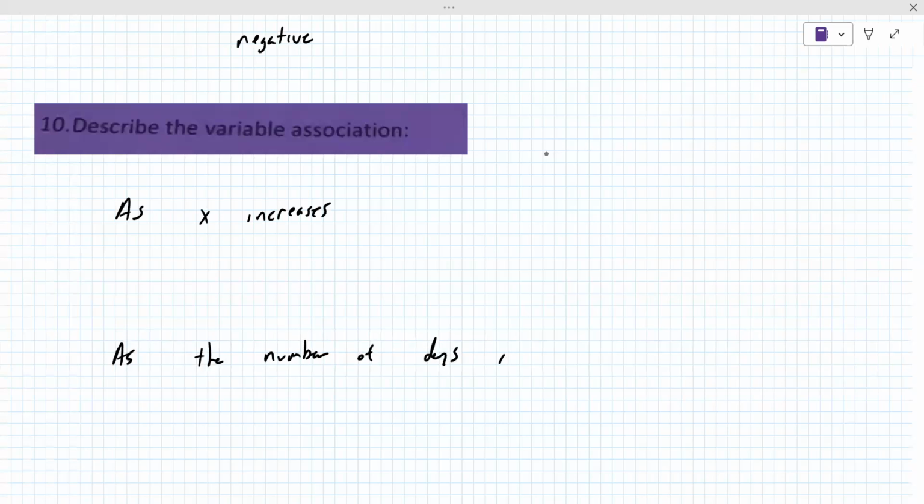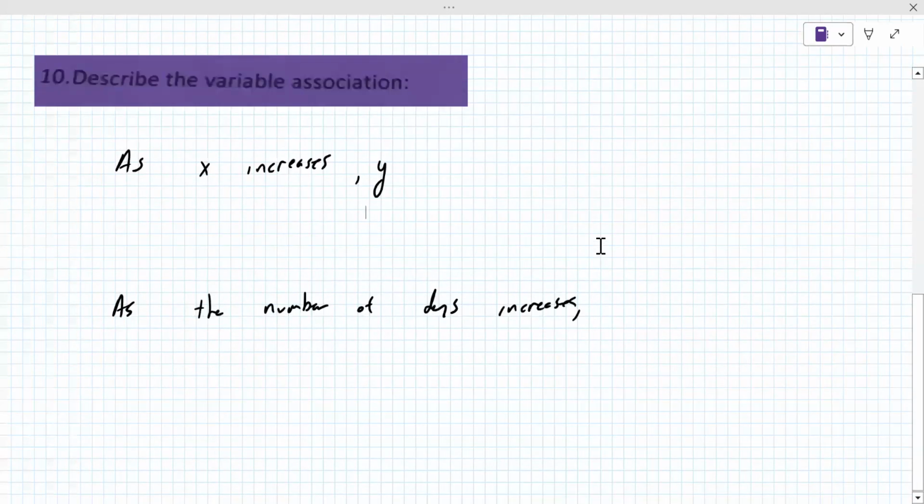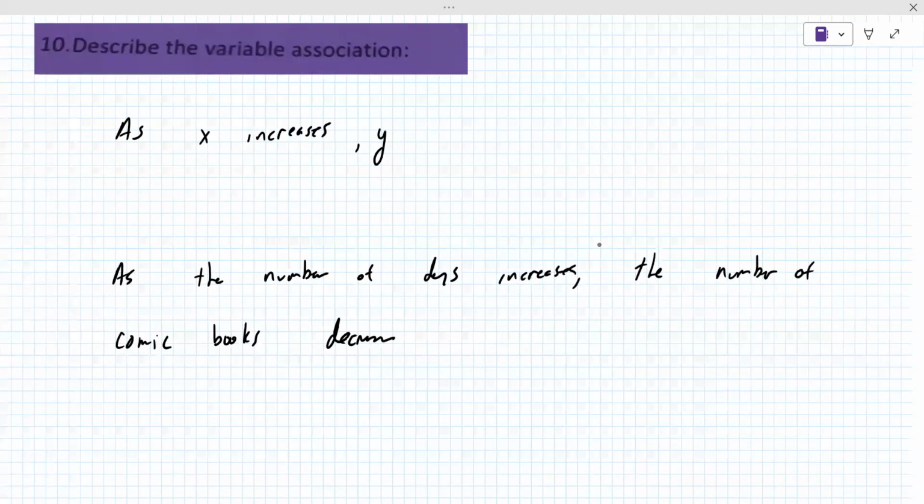increases, what happens to y? Y does what? Does it go up or down? What happens to the comic books left? Does it go up or goes down? Down. You say the number of comic books goes down. As the number of days increase, the number of comic books go down. Or decreases. They're really looking for increase and decrease words. Okay.